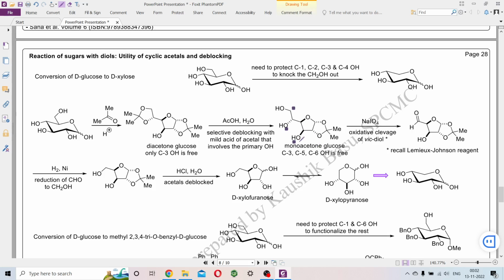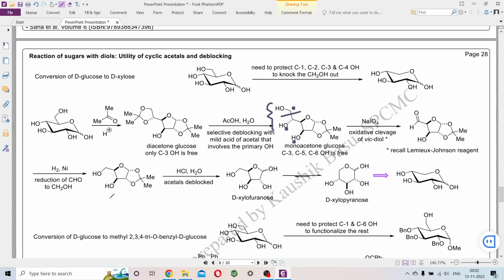Now C3OH is not a vicinal diol, because this OH is protected, that OH is protected, but this is the only vicinal diol that you have. If you subject it to an oxidative cleavage via sodium periodate, just like a Lemieux-Johnson oxidation, then this thing will be cleaved and you will get an aldehyde here. The C6OH is successfully knocked off.